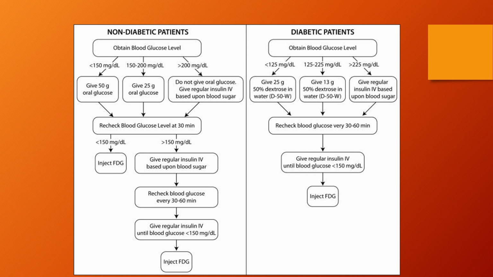With the diabetic patients, the ranges for what is an optimal glucose are a little bit different. And you'll notice that if it's greater than 225, you'll want to go ahead and give insulin instead of sugar and bring it down to where it's an optimal glucose before you inject.